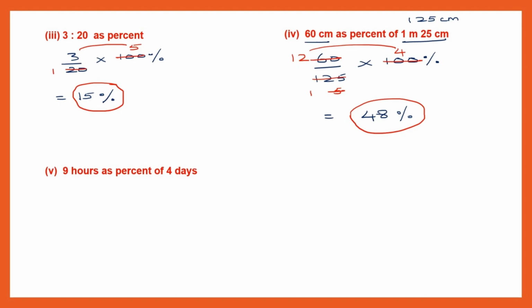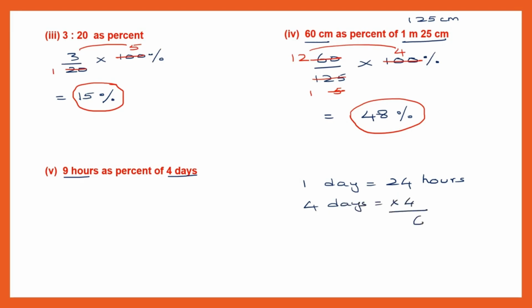Question 5. Express 9 hours as a percent of 4 days. So again, as you can see here, we have different units, hours and days. Which is the bigger unit? Days is the bigger unit. So let's convert days into hours. One day has 24 hours, we know that, isn't it? So here we have 4 days, so 4 days means 24 into 4.